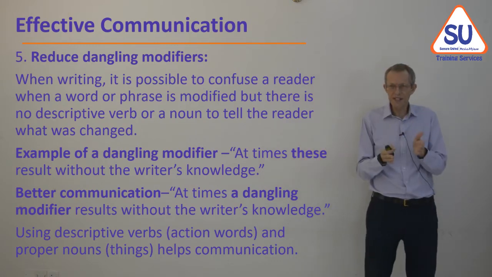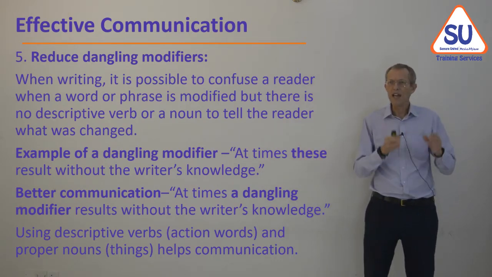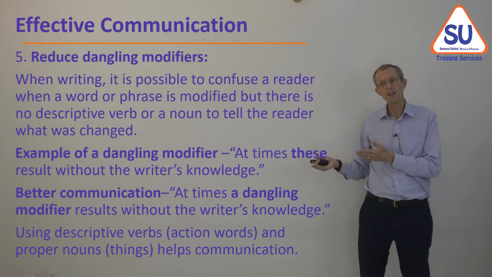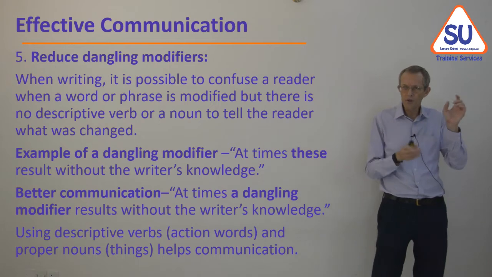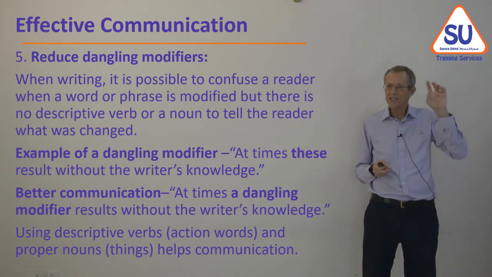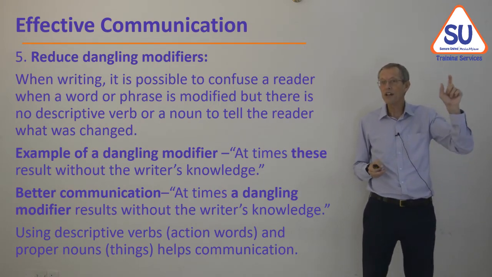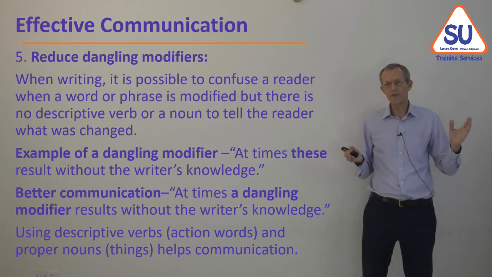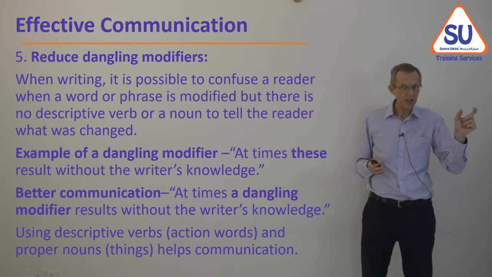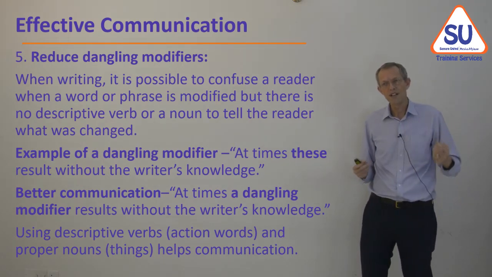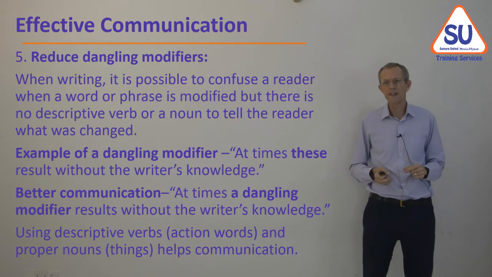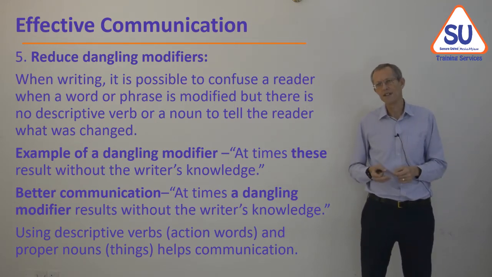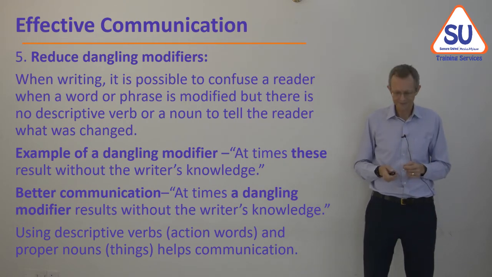So we need to write it again. Better communication is, at times, a dangling modifier results without the writer's knowledge. So now we know that we're talking about a dangling modifier. It's a bit of information that's not clear enough. And we can make it clear by using descriptive verbs. Descriptive means describing, verbs means action words, like lifting or pushing. And proper nouns. Nouns are things like desks or chairs. And these help communication.